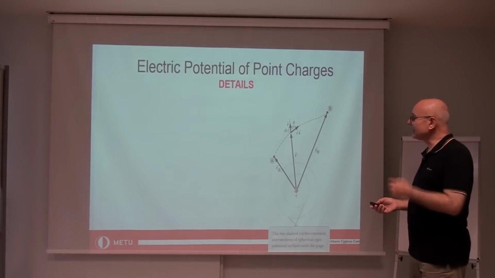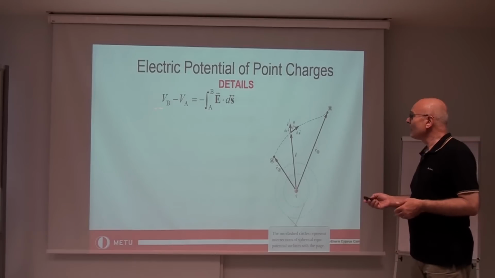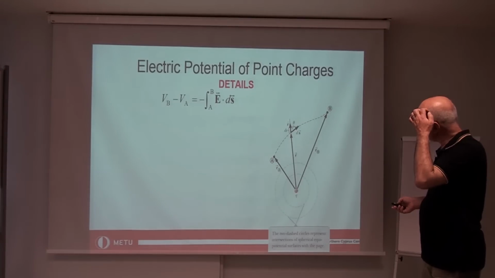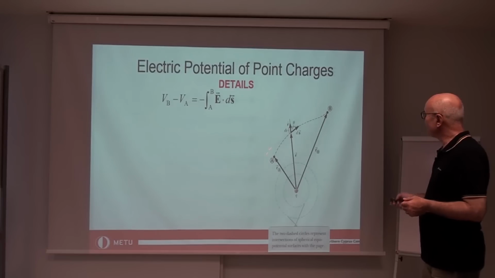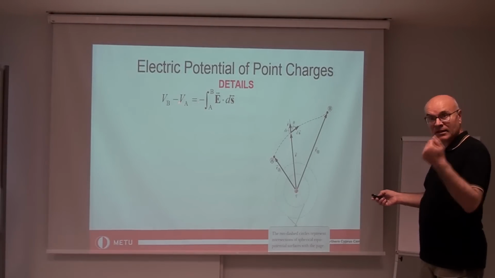Now let's look at the details, how we got to this result. Well, these are the 2 points. Now they are clear here. This is point A, this is point B, as you can see. And I want to find the potential difference between A and B. I use this formula, the standard formula, and the minus sign comes from the definition.